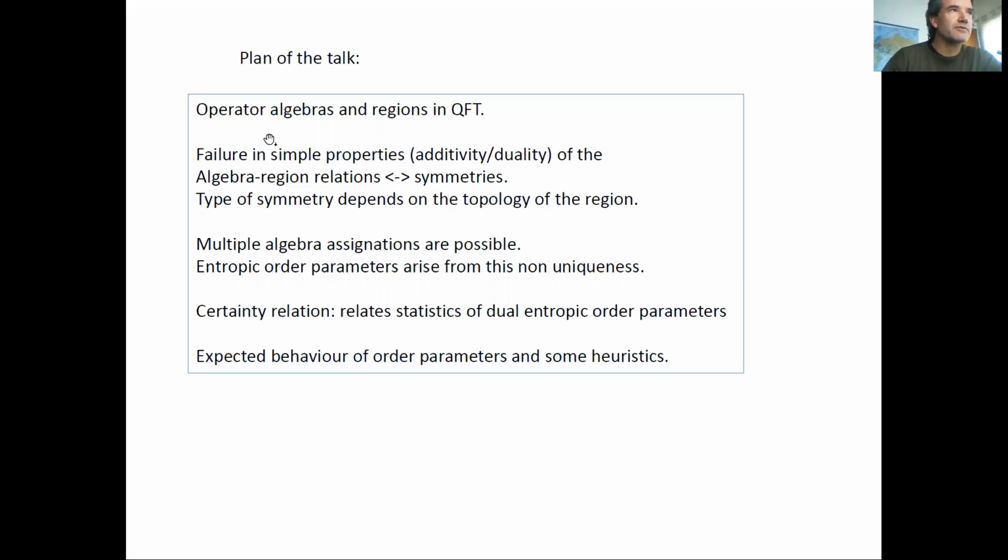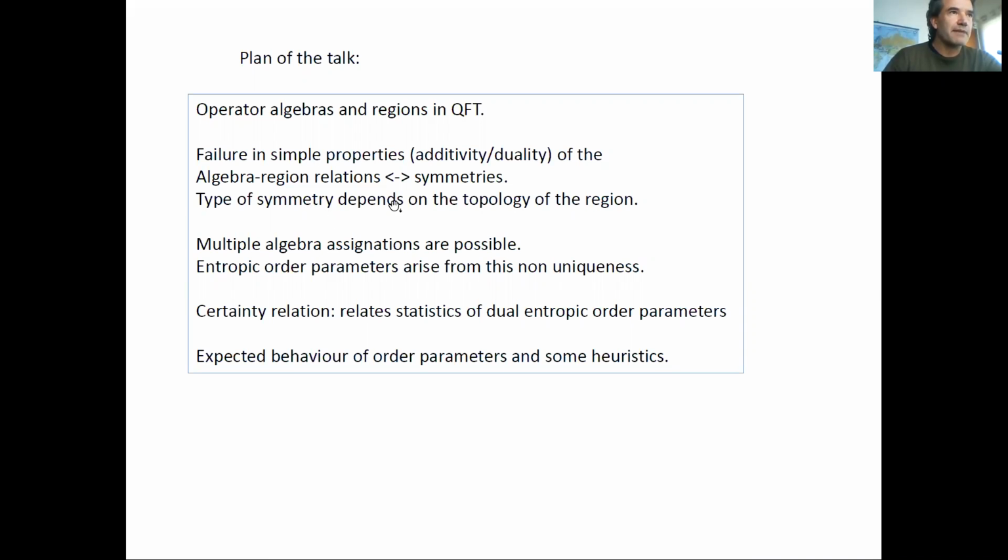And then I will talk about some simple properties of the assignation of algebras to regions in quantum field theory that one can think of as kind of axioms, and how these algebras and regions are related. We will see that simple failures of these properties, additivity and duality, are related to symmetries. This is the main topic of the talk. And one can see that the type of symmetry that one obtains depends on the topology of the region where these properties, additivity and duality, fail.